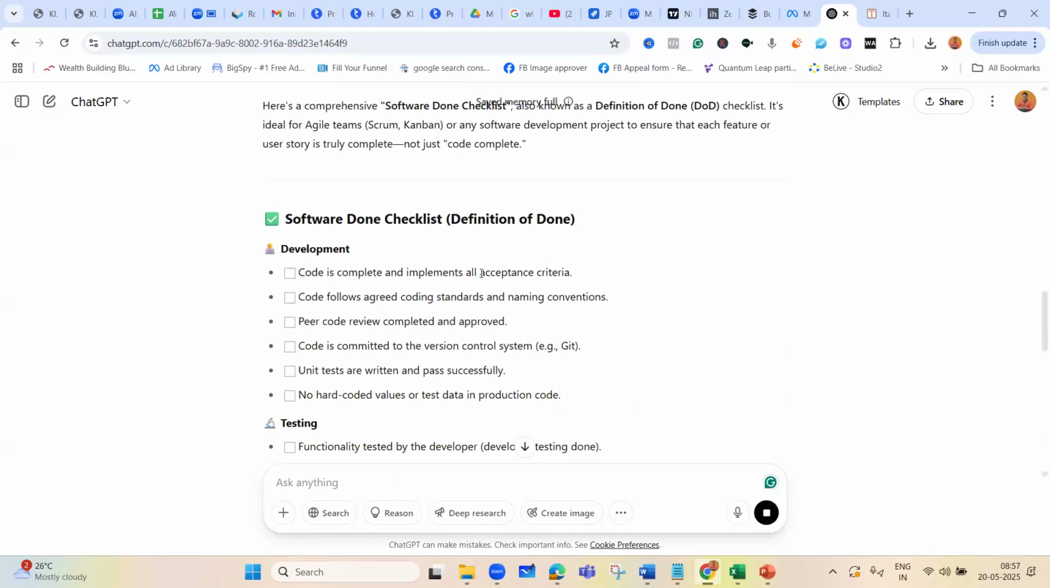all acceptance criteria. Now we need to learn how acceptance criteria is written. What is acceptance criteria? Code follows agreed coding standards and naming convention. Before even the testing happens, peer code review has been done. So even the code has been written, the code has been unit tested, code has been peer reviewed, code has been approved by the dev lead, code is committed to the version control system like GitHub. Okay, so there are version controlling systems. Unit tests are written and passed successfully.